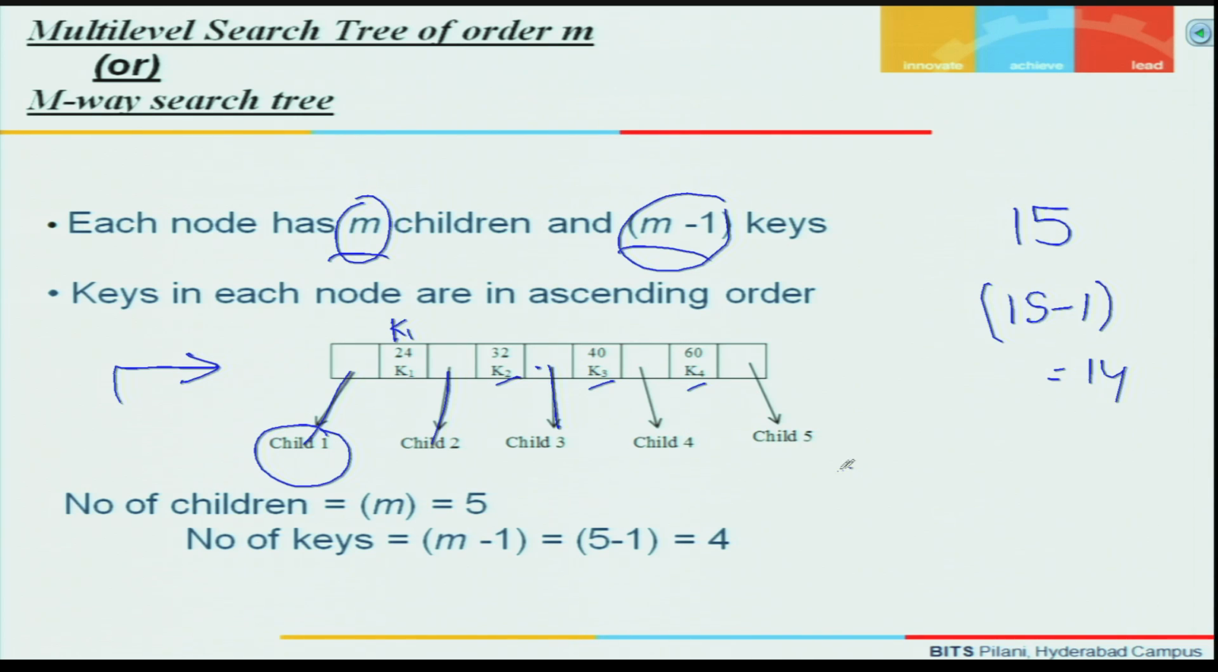I have 5 pointers here, hence the number of keys possible is 5 minus 1, that is 4. Hence I have 4 keys, and if you look at the values of the keys, they are in a particular order, in ascending order. For this example, the number of children m is equal to 5, which is called the order of the tree, and the number of keys is m minus 1, which is 5 minus 1 equals 4.